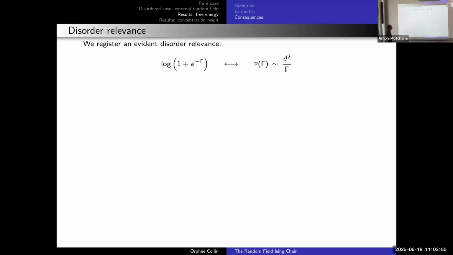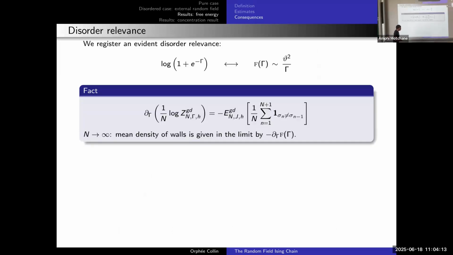So let's now look at consequences of these theorems. Of course, we have already seen that the behavior of the free energy is different between the pure case and the disordered case. It's not the same order as gamma goes to infinity. And in fact, we can already deduce some things. We can already deduce the mean density of walls in the large n limit, simply because of this observation, which is very classical for statistical physics.